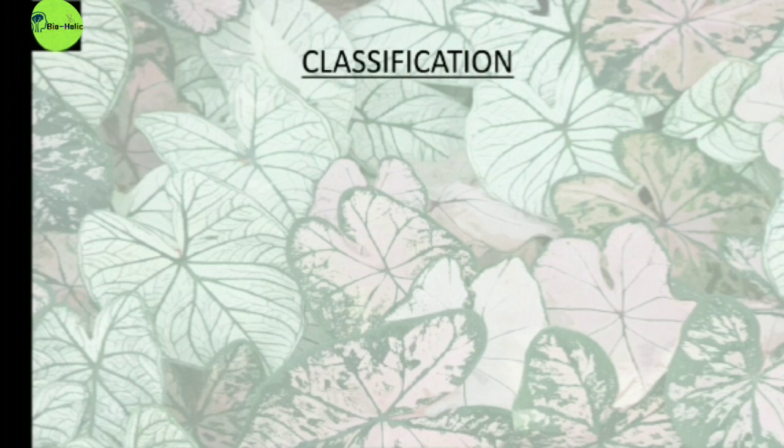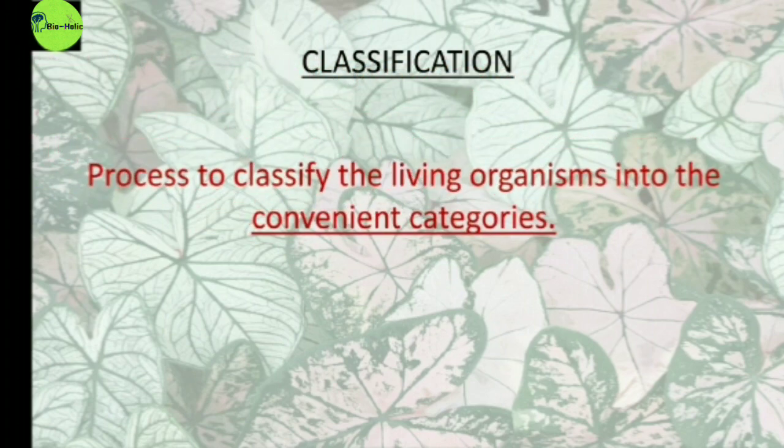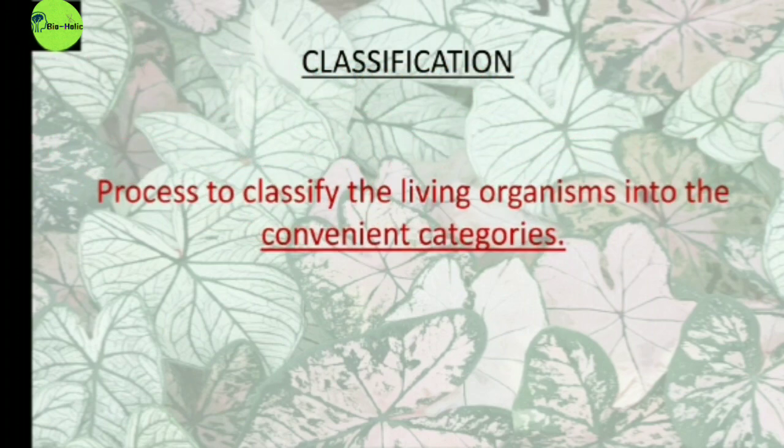So what is classification? As its name suggests, it is a process to classify all living organisms. Classification is the process to classify or diversify living organisms into convenient categories. For example, if we get an organism which has characteristics just like us, then we will classify it into our category, which is Mammalia.